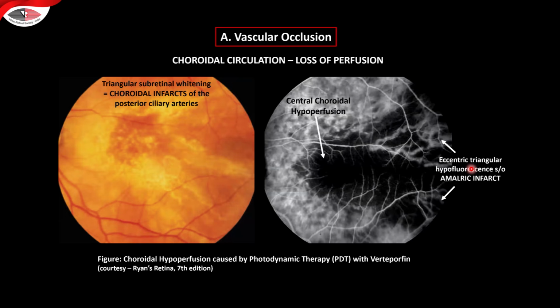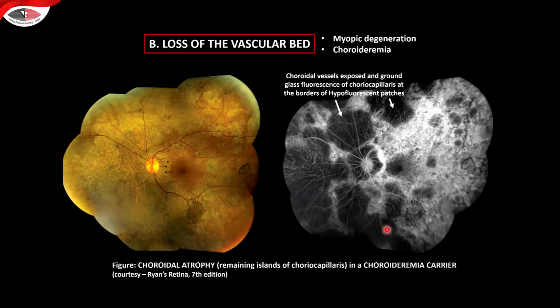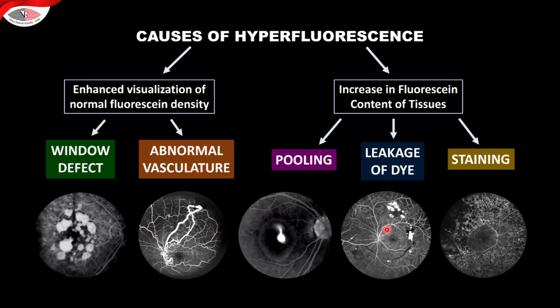A vascular occlusion of choroidal nature, where there are choroidal infarcts, very common in a lot of hypertensive patients. Sometimes you have these choroidal infarcts. In this, the choroidal hypoperfusion is caused by photodynamic therapy, verteporfin, that you see here. Loss of the vascular bed, choroidal vessels are exposed, and ground glass fluorescence of choriocapillaries at the borders of these patches are seen, very commonly seen with choroideremia or extensive myopic degeneration that this could be manifesting.